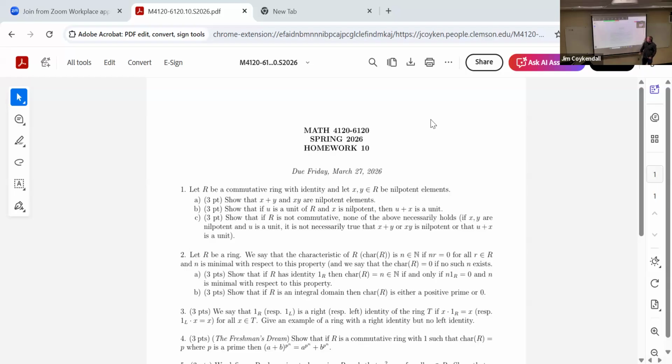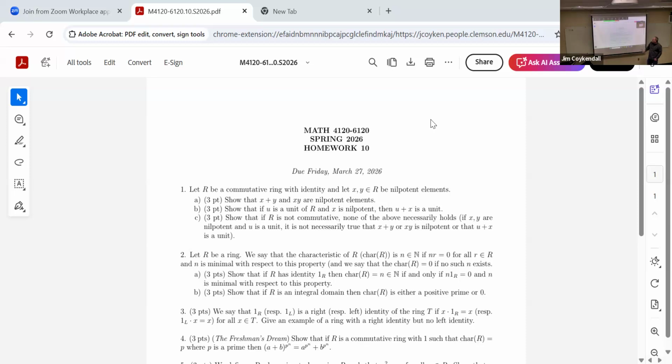And let X and Y be nilpotent elements. What's a nilpotent? That means it's an element where, when you take a high enough power of it, you get zero. Show that X plus Y and XY are also nilpotent. So if there's a power of X that gets you zero and a power of Y that gets you zero, there's a power of X plus Y and a power of XY that gives you zero.